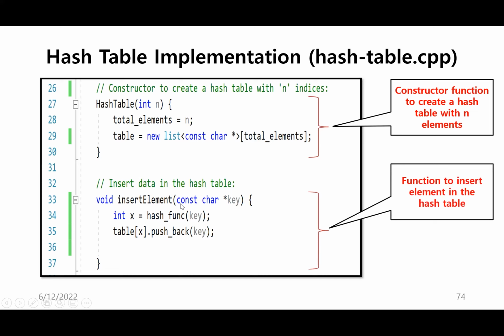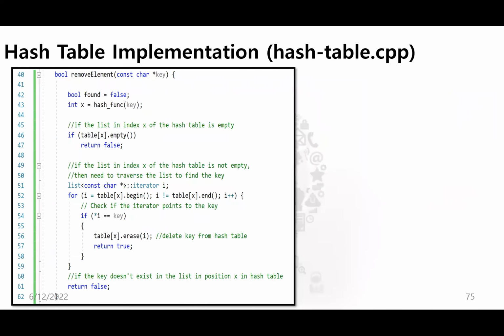I also have a function called insert element to help me insert every name into my hash table. First, of course, I have to go through the hash function to get the index. Then, because here I use the STL list, you can see, I use the function push_back to insert this key into my hash table here. I hope you still remember, if you came for the first workshop, the STL list, we have this push_back function, right? You can refer to the first workshop material.